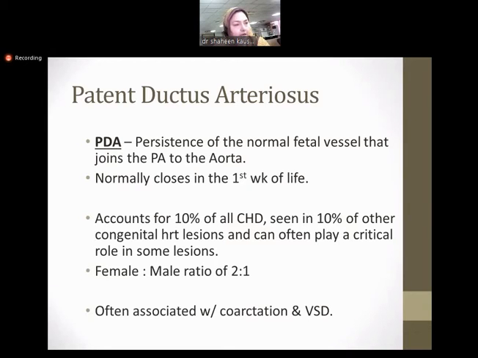But in case of patent ductus arteriosus, it will not close after the first week and remains patent, and it will cause shunting of blood from the left side to the right side. It accounts for 10% of all congenital heart defects, and is seen in 10% of other congenital heart lesions, and can often play a critical role in some lesions. This defect is more common in females, and the male-female ratio is 1:2. It is also often associated with other disorders like coarctation and ventricular septal defect.